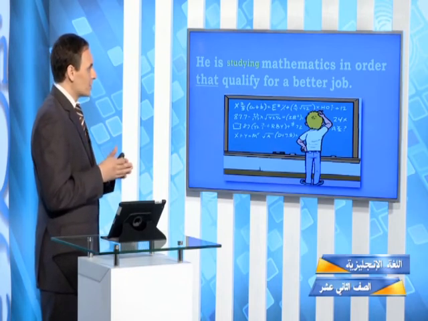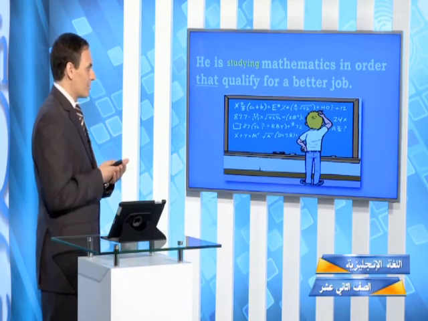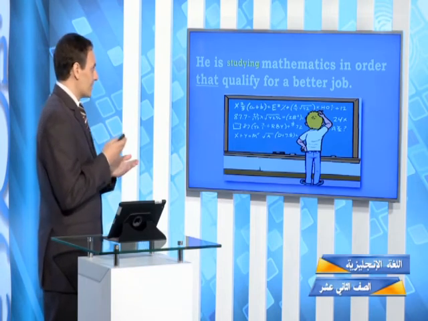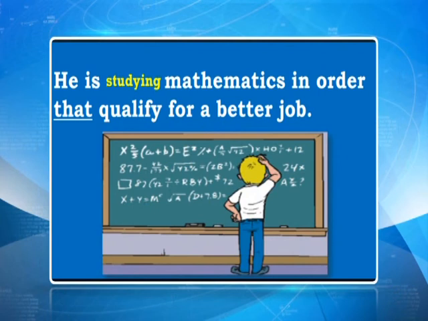Now, this expression exists. We have the expression in order that, and we use it to introduce a purpose, and after in order that, we use a clause. But here in the sentence, we have qualify, which is a verb. So, to make the sentence more accurate, we need to make a slight change. And the change is here. We need to use the subordinator to. The complete sentence reads, he is studying mathematics in order to qualify for a better job.